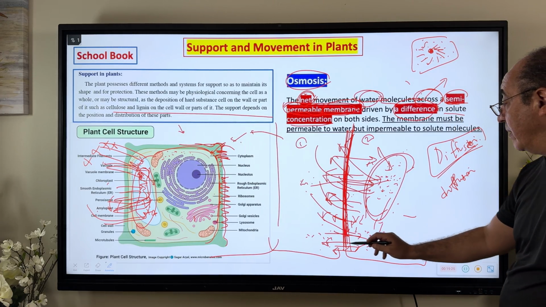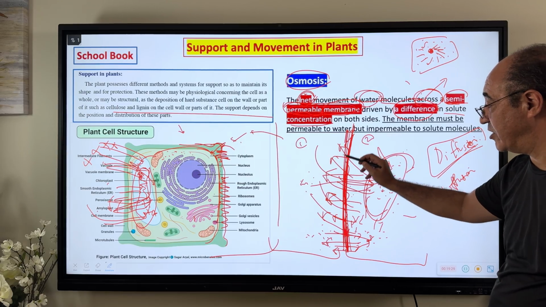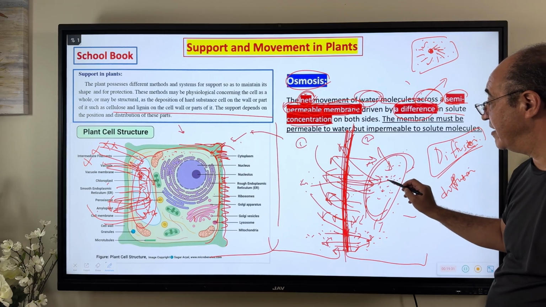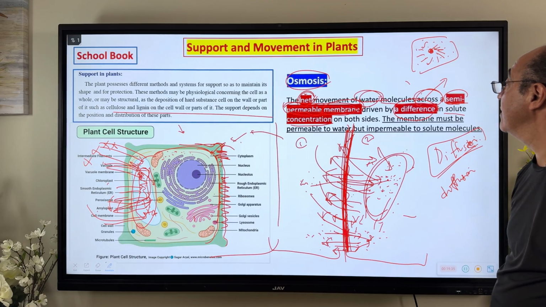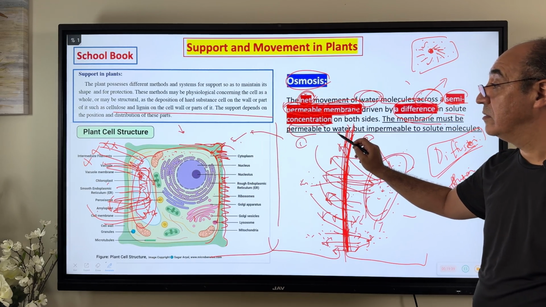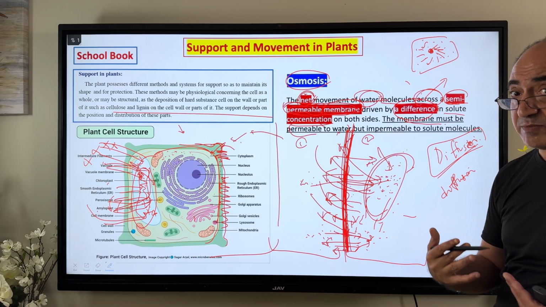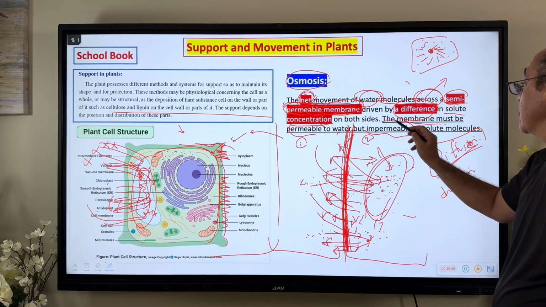Okay, so that's osmosis. So osmosis is dependent entirely on the presence of a semi-permeable membrane, on a difference in the concentration of solutes on either side of this membrane, right? And that membrane must be permeable to water. Otherwise, water will not enter, right? Must be permeable for water, but impermeable to the solute molecule.